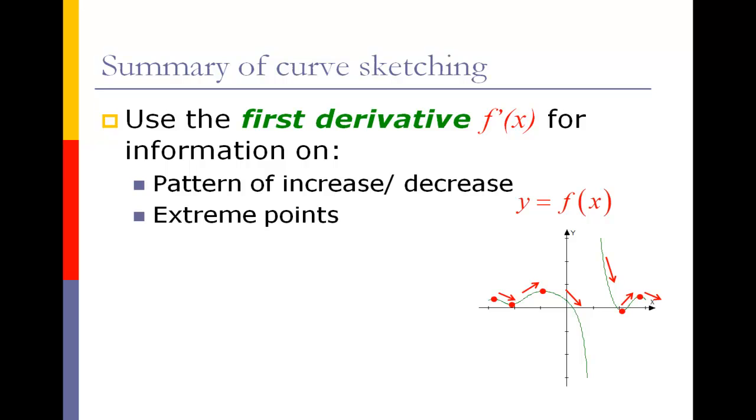Some of them may be absolute ones, but the first derivative analysis will only be able to identify them as local or relative extreme points. So altogether, the question that the first derivative answers is, which way does the function go? Does it go up or does it go down? And so again, we're going to use the first derivative to find that kind of information.